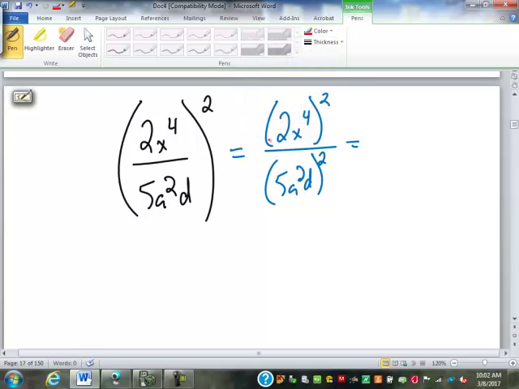Once we've done that, we can do the power to the numerator to that power and the denominator to that power. 2x to the 4th squared. Well, what is 2 squared? 4. X to the 4th squared, x to the 8th. We multiply the powers. 4 times 2. Down here, 5a squared d, all squared. What's 5 squared? 25. A squared squared. Yeah, 2 times 2 is 4, so a to the 4th. And d squared is just d squared.